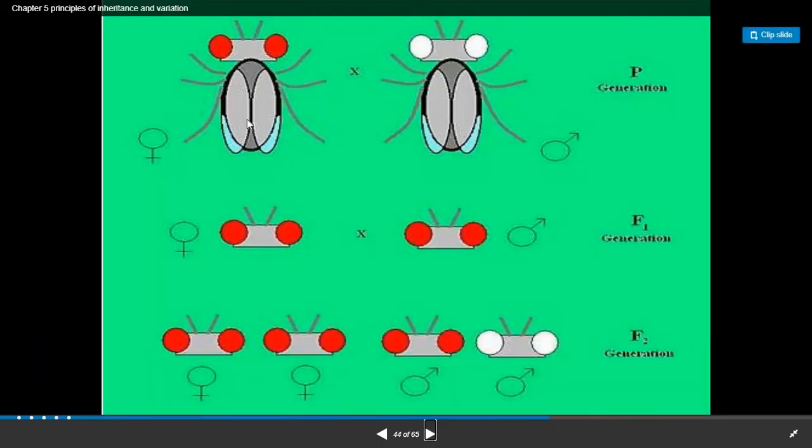So here, students, you can see this particular female is red-eyed and this male is white-eyed. This is the parental generation. When the cross was arranged, in the F1 generation you can see all the flies are red. When the females and males of F1 are crossed with each other, in the F2 generation all female flies have red eyes, and among the male flies 50% have white eyes and 50% have red eyes. This is the diagrammatic representation, you can see it clearly.